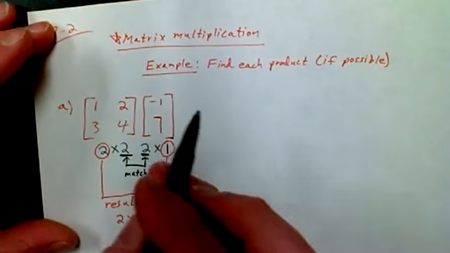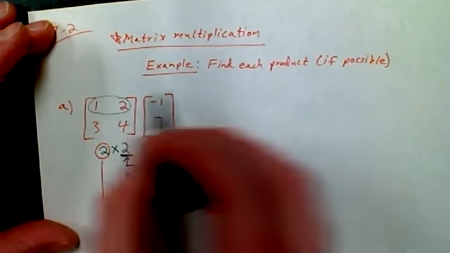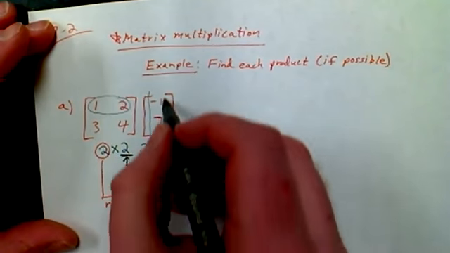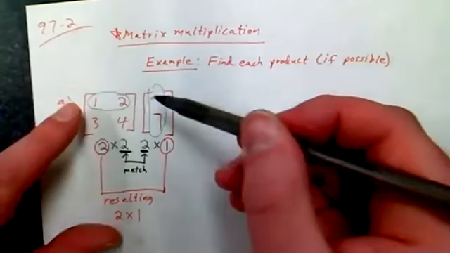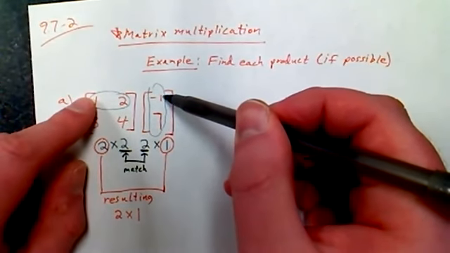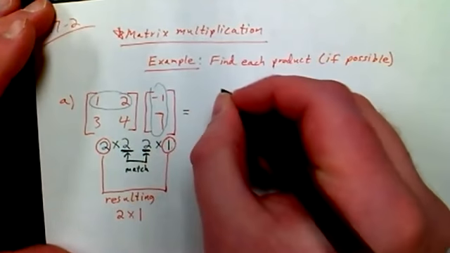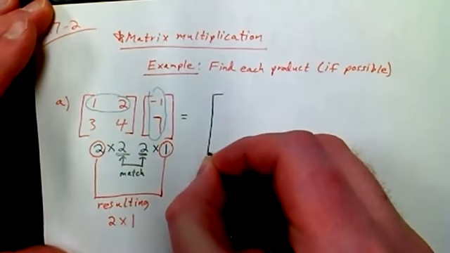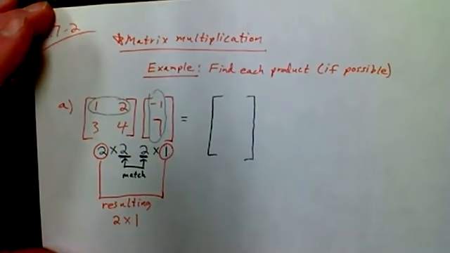Well, what we're going to do is we're going to take the first row of the first by the first column of the second, okay? And what we're going to do is multiply the first terms together and then add them to the second terms, okay? So what I'm going to get here, since I know this is going to be a 2 by 1, I'll set it up like such. So it's kind of vertical, right? Kind of like this one.